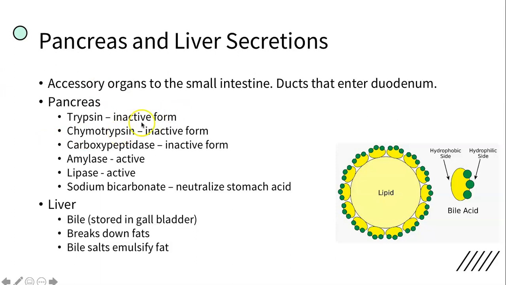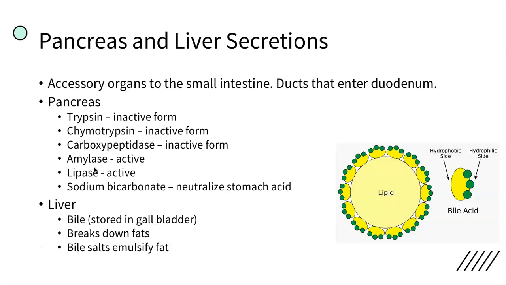Therefore, it needs to be created in its inactive form, secreted somewhere that won't get harmed by it, and turned into its active form. But it also secretes amylase, which breaks down, like you said, carbohydrates, and lipase, which breaks down your lipids or your fats, in its active form because it's not going to do any damage. And then the important one here is the pancreas releases sodium bicarbonate.